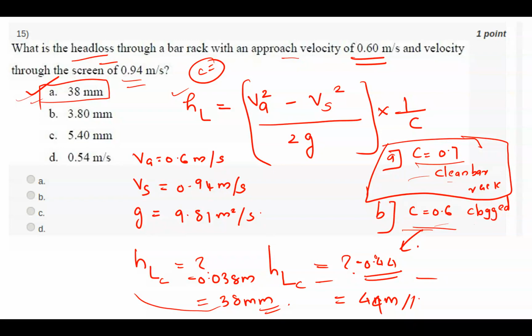So I have done it two times, because when I calculated without this parameter, it was not matching. Then when you do it with this parameter, it matches. This question doesn't clearly mention whether the bar rack is clean or clogged. So if the question doesn't mention it, you can do both, and if options are given, you can match with the answer, or if the answer is not there, you can assume both situations. You can write the clean bar rack situation or the clogged situation.